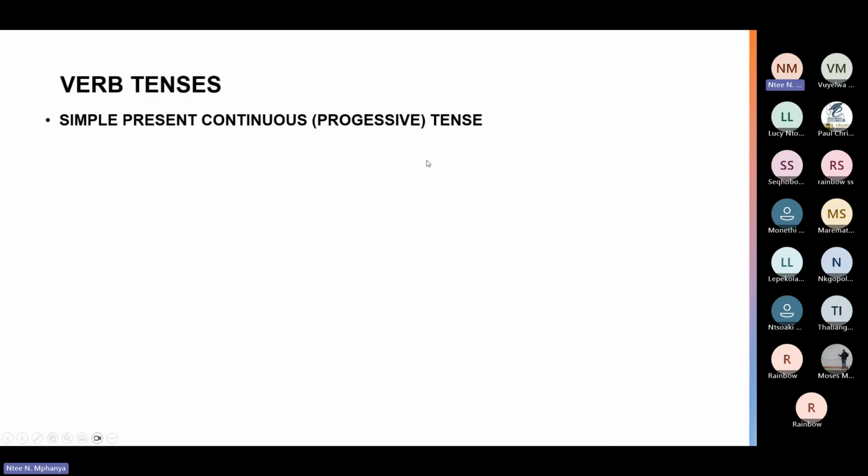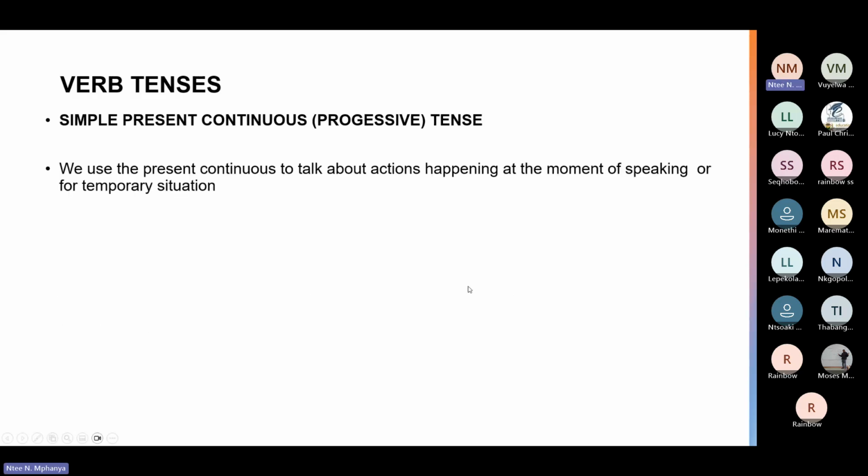Then we look at simple present continuous or progressive. We use present continuous to talk about actions happening at the moment of speaking or contemporary situations. This is seen by the word continuous or progressive. Remember, learners, sometimes in the examination, the examiner might use a different word from continuous, and that will be progressive. Whenever you see progressive, remember it is continuous.